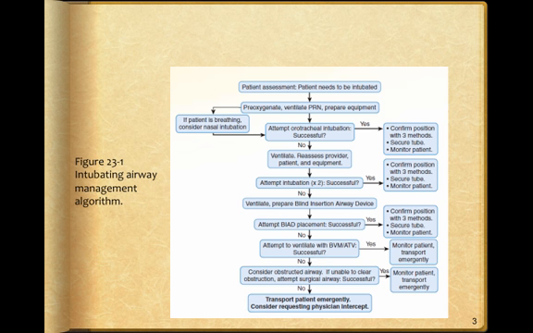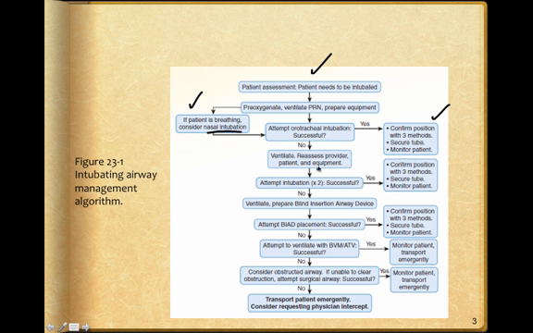So this is figure 23.1 in your book, and this is the intubating airway management algorithm, and it essentially starts here. Kind of works its way down into the side. Patient assessment. So at this point, you have initiated a patient assessment and determined that an intubation is required. Pre-oxygenate and ventilate as needed and prepare your equipment. If the patient's breathing, consider a nasal intubation. Attempt oral tracheal intubation. Was it successful? If yes, then confirm with 3 methods, secure the tube and monitor the patient.